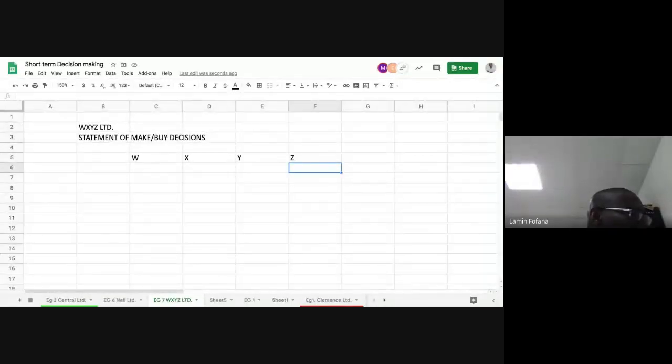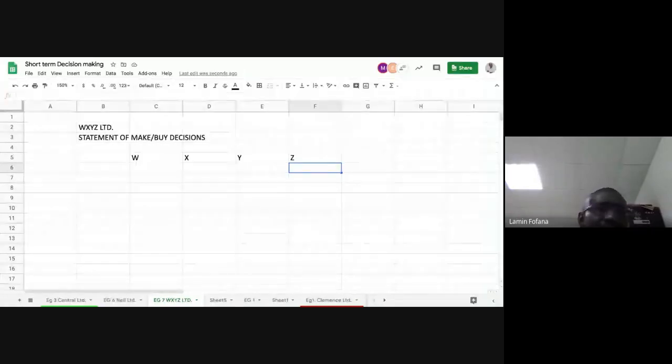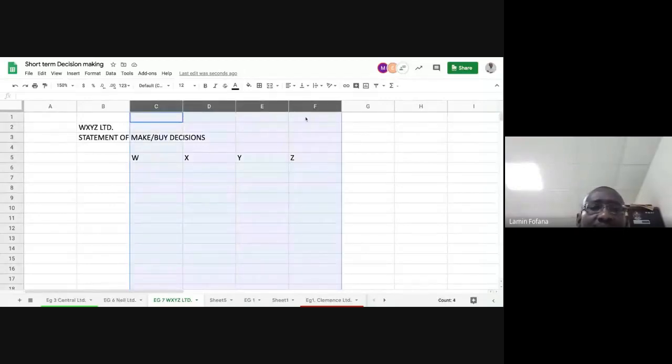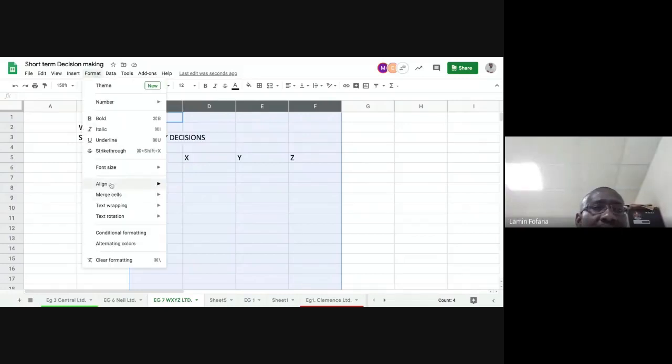So we can format them, let's say to 3 decimal places. We could highlight all the 3 columns. First, we want to align them to the right. So we highlight all of them, and then we go to format, alignment, to the right.